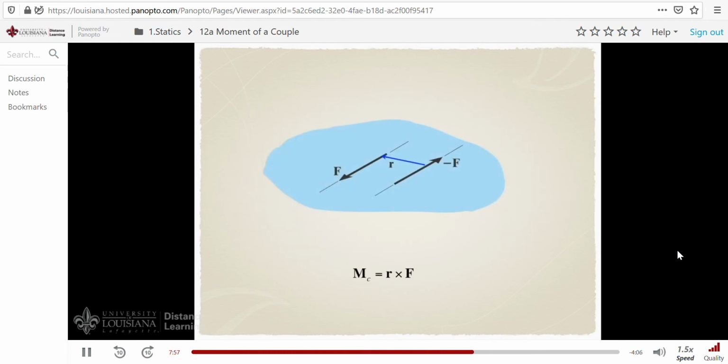And so to make sure you fully understand the idea, here it is again, r cross F, where one more time, our r vector is directed from any point on the line of action of one of the forces to a point on the line of action of the other force. And remember to use this force when you do the cross product.